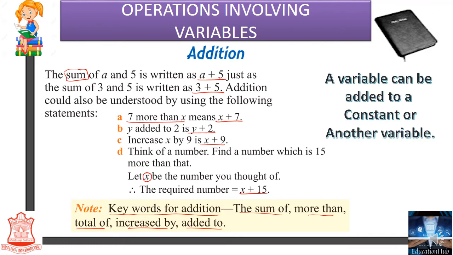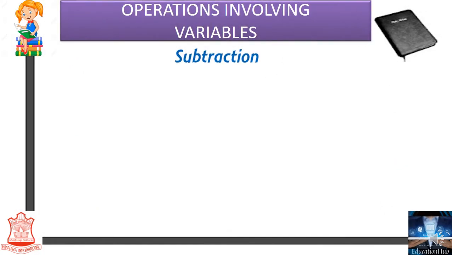A variable can be added to a constant or another variable. That means हम एक variable को एक constant में भी add कर सकते हैं, जैसे हमने यहाँ पे देखा, and एक variable को दूसरे variable में भी add कर सकते हैं. For example, if we say हमने एक नंबर सोचा x और दूसरा नंबर सोचा y. Now we need to find the sum of it. तो हम कैसे करेंगे? Sum means addition, so this will be x plus y. That means हम दो variables को भी add कर सकते हैं and variable and constant को भी add कर सकते हैं. Okay, so next we are going to talk about is subtraction.